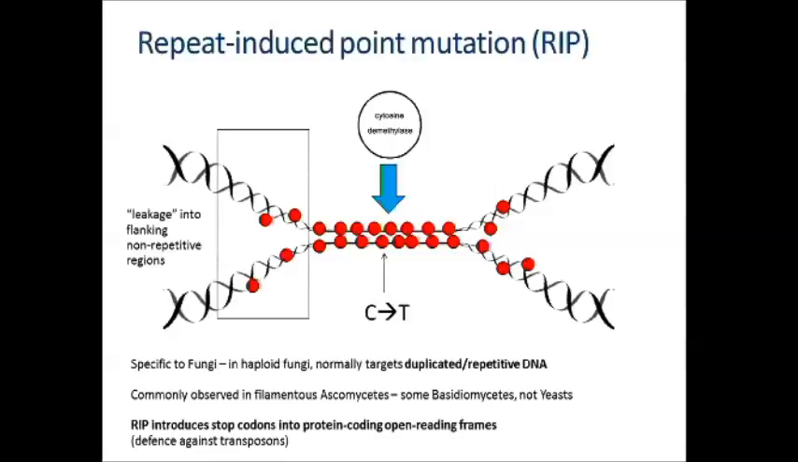And how it works, both processes are relatively poorly understood, but we do know that there's a cytosine demethylase involved. It's related to, but not the same as, the genes involved in methylation. And it recognizes heteroduplexes of repetitive sequences, and within those peppers them with cytosine to thymine mutations. It only occurs in certain taxonomic ranges of the fungi, which I'll summarize at the end.